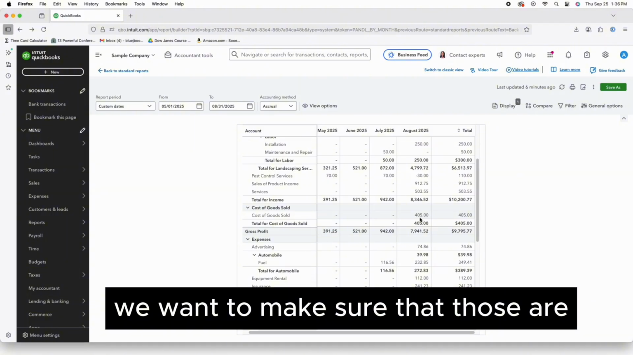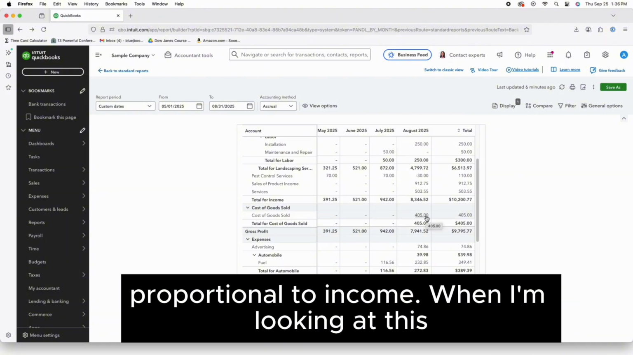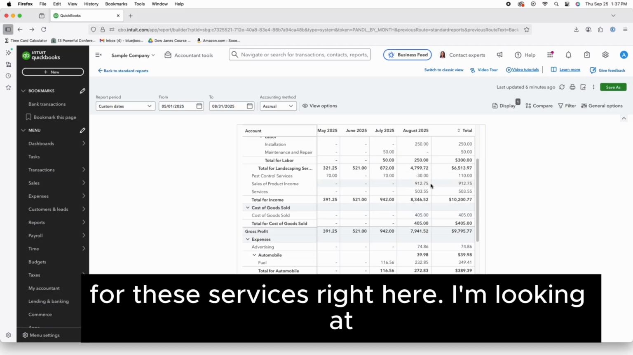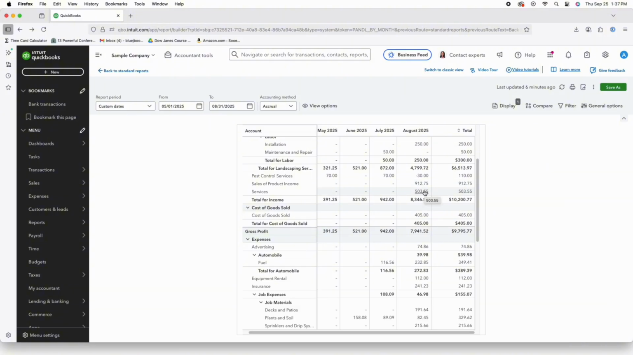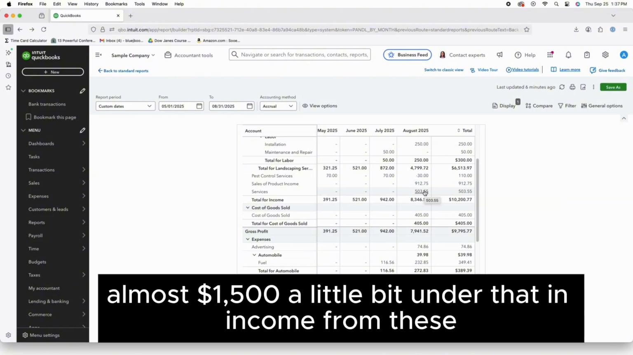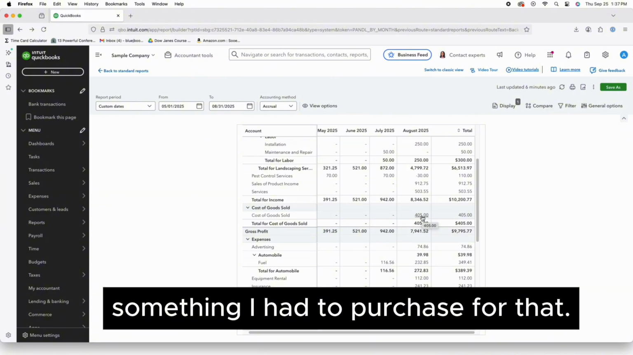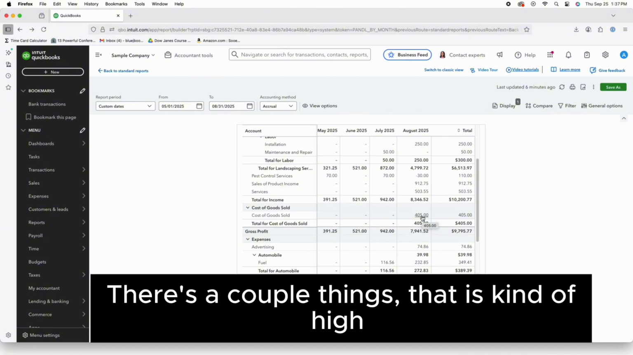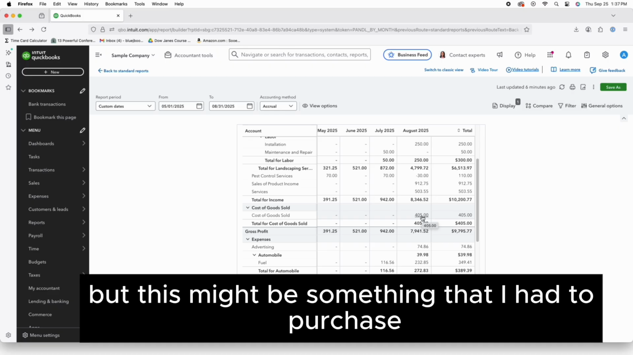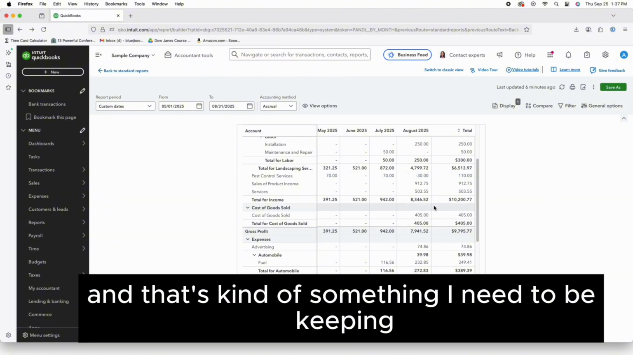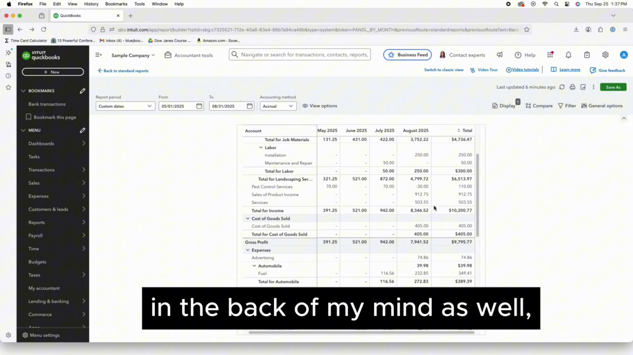We want to make sure that those are proportional to income. When I'm looking at this, I'm seeing $405 in cost of goods sold for these services right here. I'm looking at almost $1,500, a little bit under that, in income from these, and $405 of that is something I had to purchase for that. That's kind of high, but this might be something that I had to purchase that's going to last longer than just this month. And that's something I need to be keeping in the back of my mind as well.